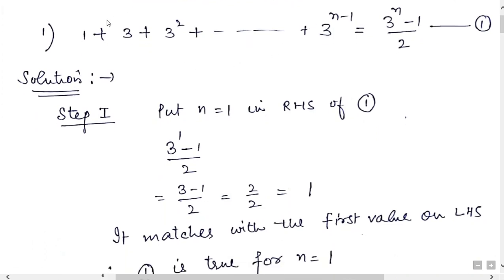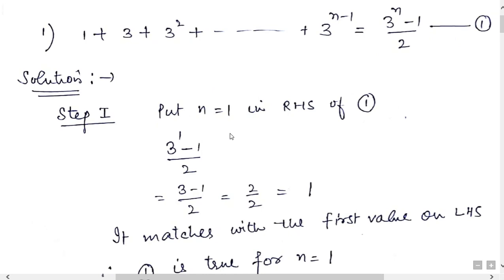One statement is given to you: 1 plus 3 plus 3 square up to so on 3 raised to power n minus 1 is equal to 3 raised to power n minus 1 divided by 2. To solve the problem using mathematical induction, first of all, the statement given to you, let it be number 1. Then, there are 3 steps.